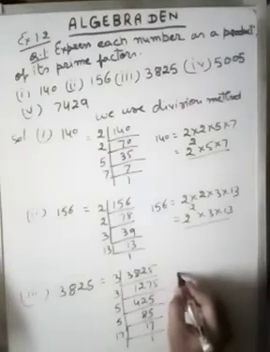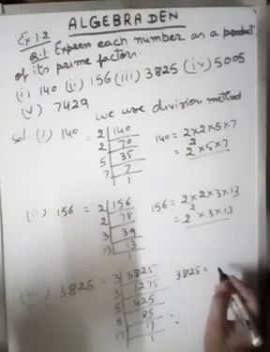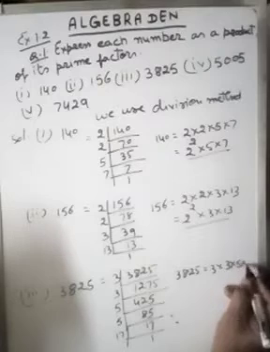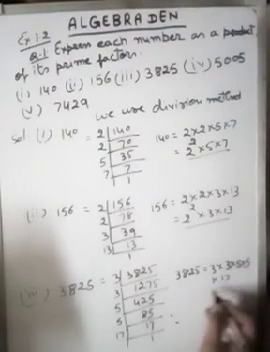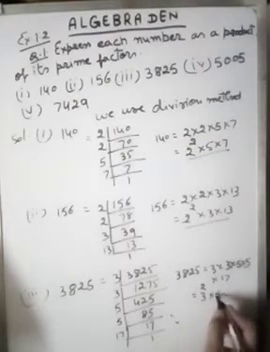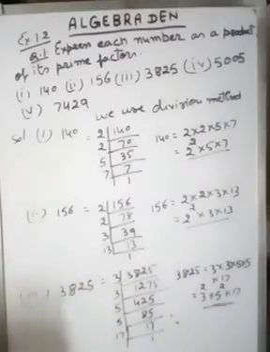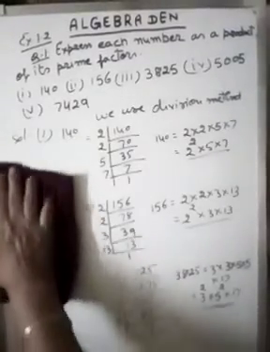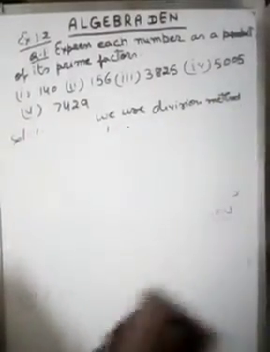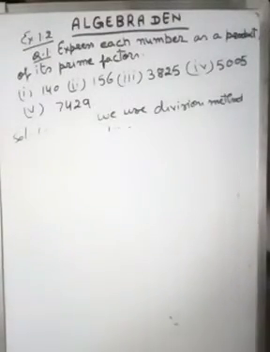So the prime factorization of 3825 is equal to 3 into 3 into 5 into 5 into 17. That is 3 raised to the power 2 into 5 raised to the power 2 into 17. It's the answer. Now moving on to the fourth and fifth part.